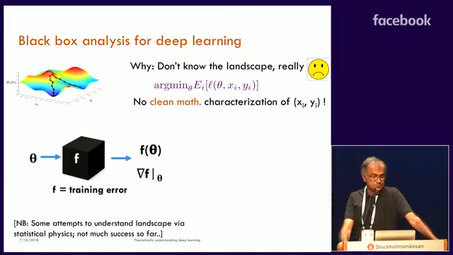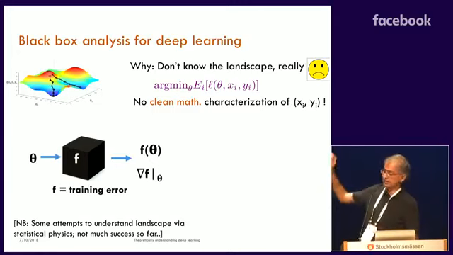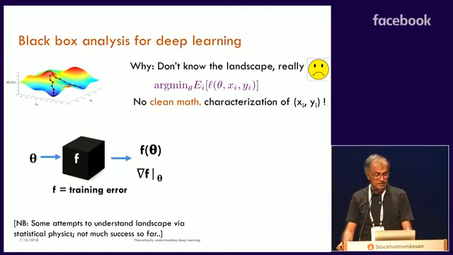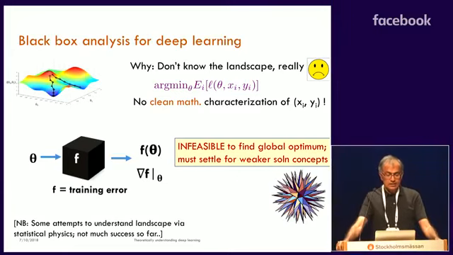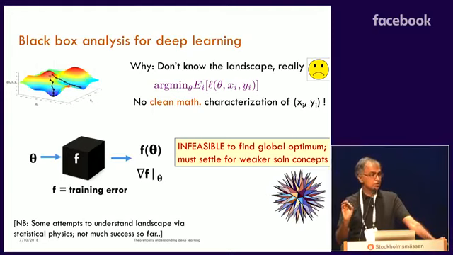And you can evaluate the gradient. Those are both efficient operations. So that's a black box. You feed it theta, and you can get the value or the gradient. And notice that given just such a black box, it's infeasible to find a global optimum.